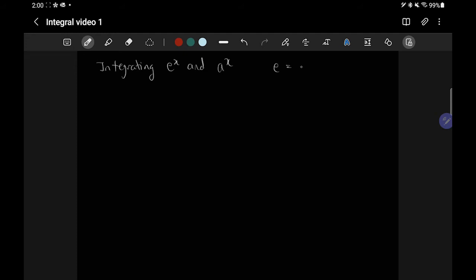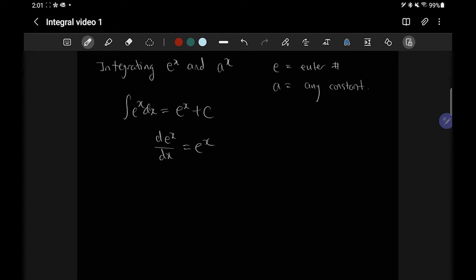Here, e is the Euler number, and a is any number or constant. The integral of e to the x dx equals e to the x plus c, where c is another constant. We know this is true because you previously probably learned that the derivative of e to the x equals e to the x. But why is this true?